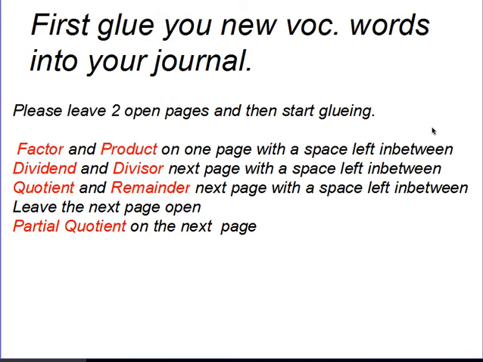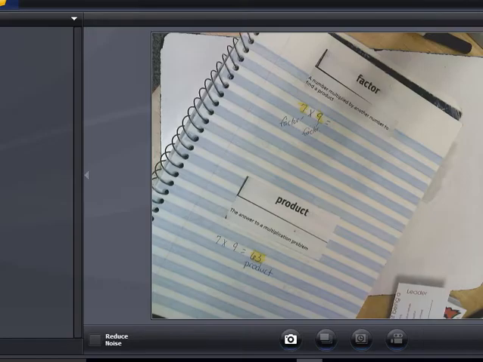Okay guys, what we're starting with is your journal. You need to cut out all those definition words and our vocab words and paste them in your journal. So let's start off, and once you have that open, I would like you to put factor and product in first. And here's a glimpse of mine. Once you've glued them down, I want you to do examples.